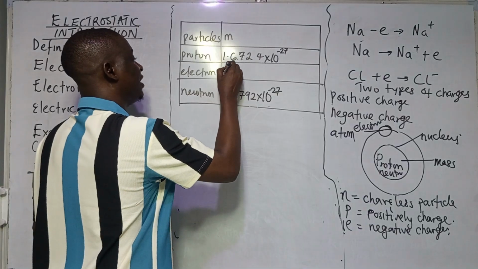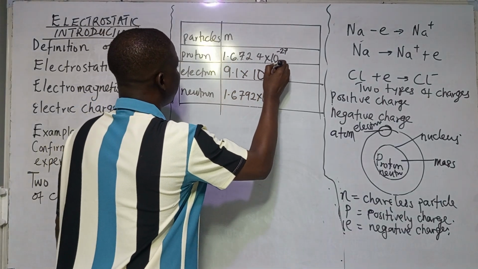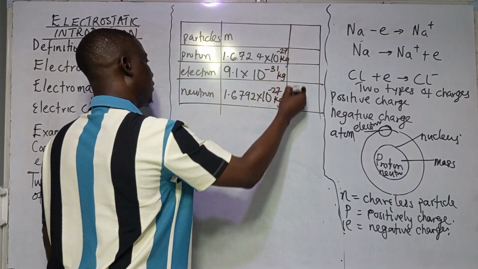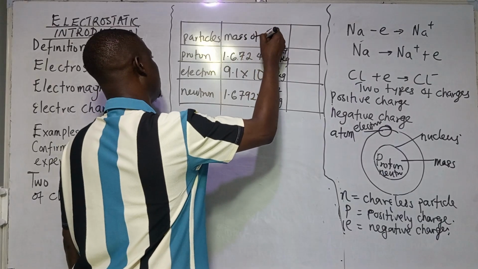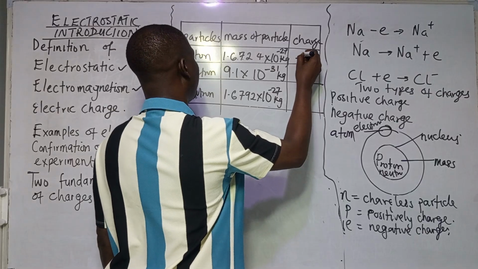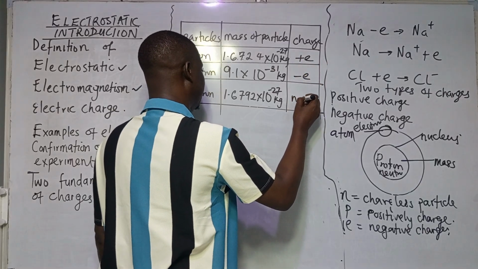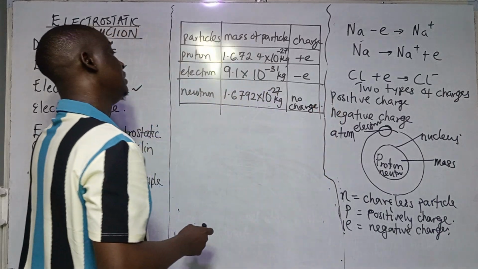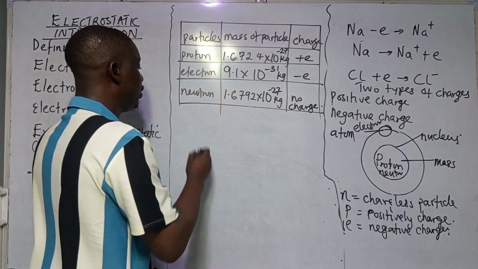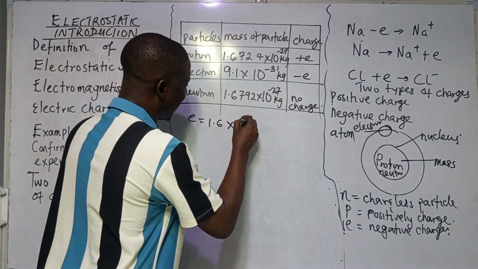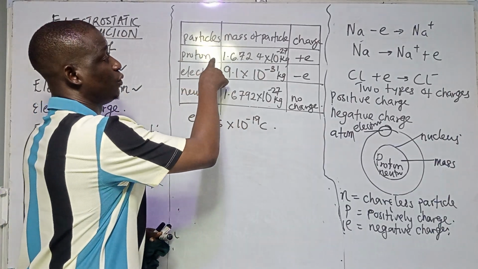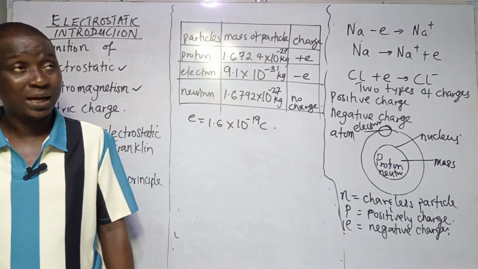But the mass of electron is about 9.1 times 10 power minus 31 kg. Don't forget there is kg. Now, this is the mass of the particles. Then what about their charges? This one is plus e, this is minus e, and this one has no charge. Don't forget, the proton has a plus e, where e is 1.6 times 10 power minus 19 coulomb. That is the electronic charge. One is positive, one is negative.